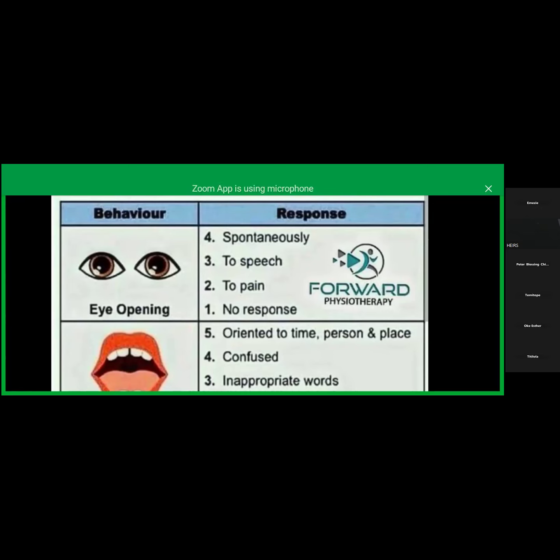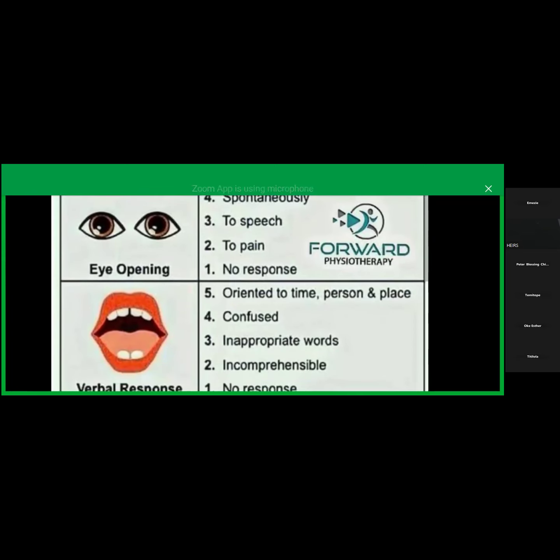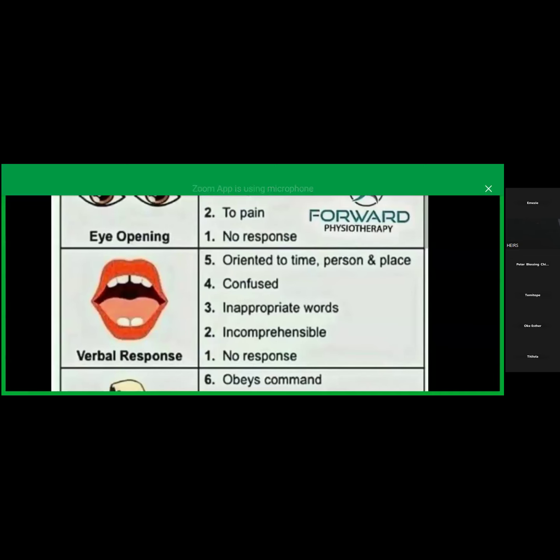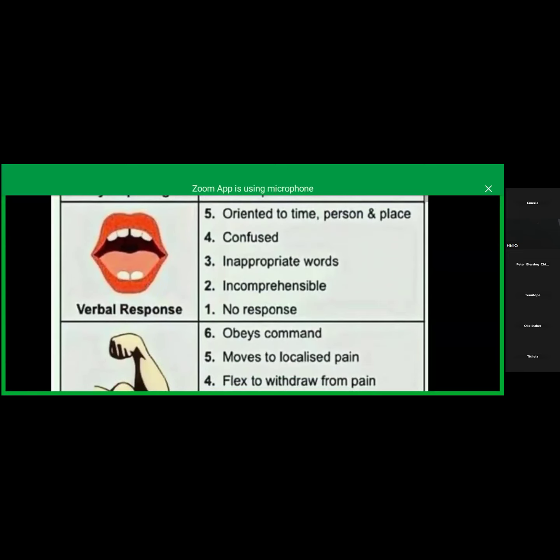Remember, 4 is eye is open without doing anything. 3 is we call the person's name and the person opens the eye. 2 is we have to put pain before the person will open the eyes. What if we put pain and the person still did not open his eyes? There is no response at all. We say the eye opening is 1.